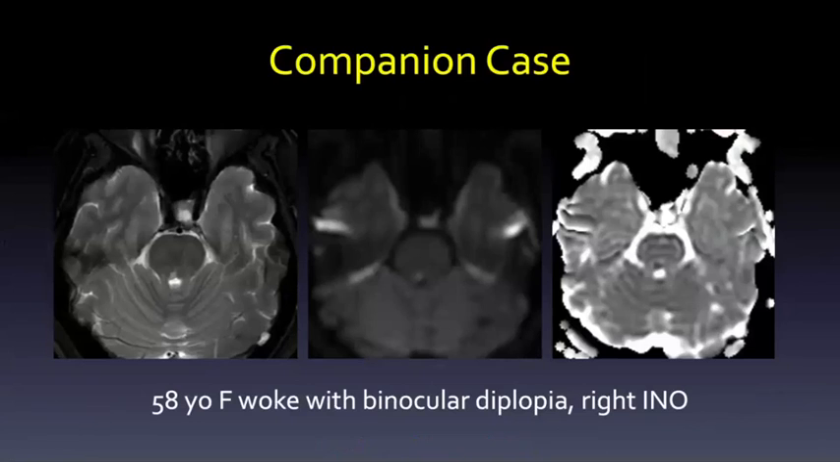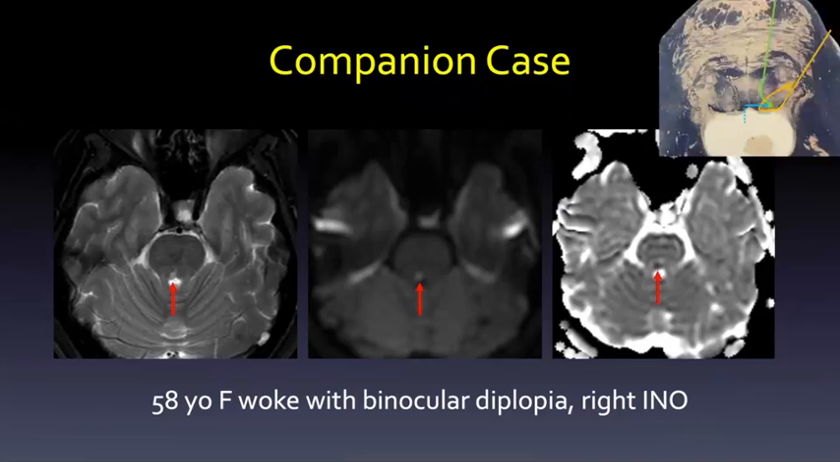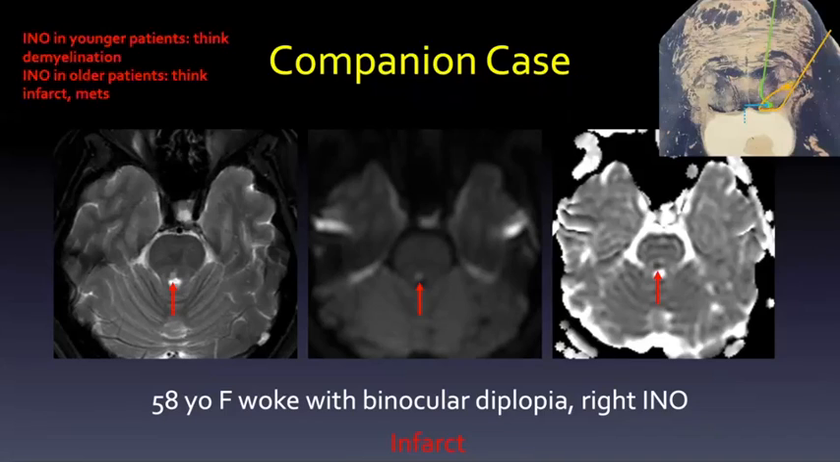Here's a 58-year-old female who woke with binocular diplopia and a right internuclear ophthalmoplegia with a right adduction deficit. Here the lesion demonstrates restricted diffusion and is located along the upper dorsal pons along the MLF after it has gone to the contralateral side. This was treated as an infarct. So remember, INO in younger patients, we commonly worry about demyelinating disease, but INO in older patients makes us worry about infarct or mets.